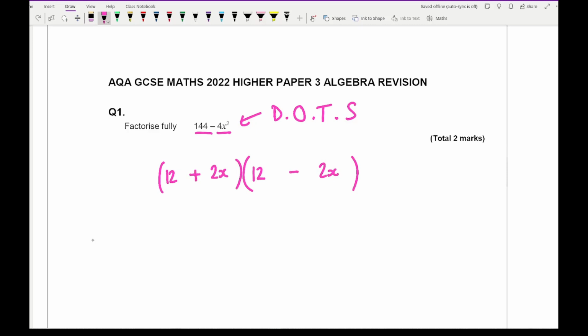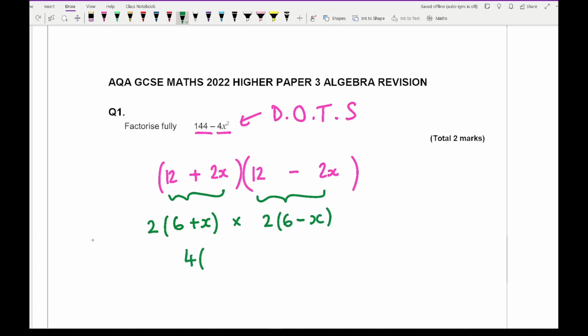Now with this, we do need to factorize fully, because looking at each bracket, you can actually take out a factor of 2. So all we need to do is just take 2 out. So that's going to be 2, and then we're going to end up with 6 plus x multiplied. And if I do the same with this one, I can take 2 out, and I'm going to end up with 6 minus x, leaving me with 4 and then (6 + x)(6 − x). And there is my final answer.